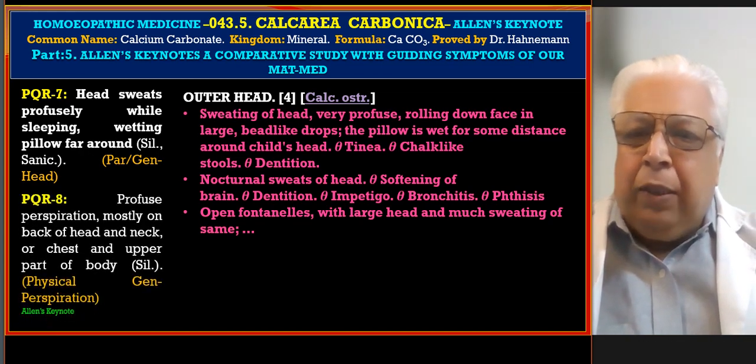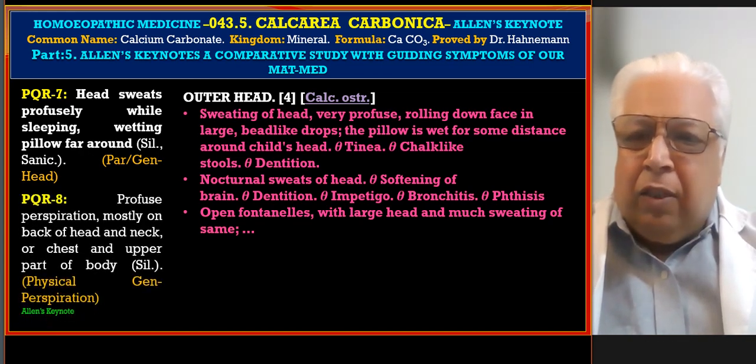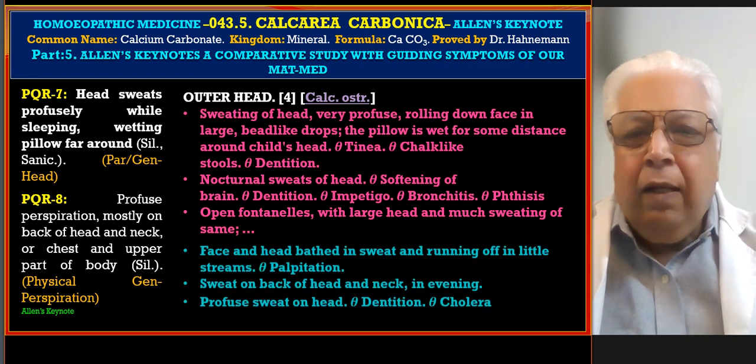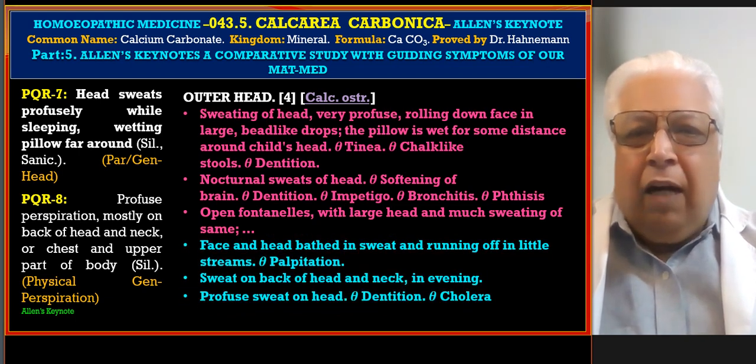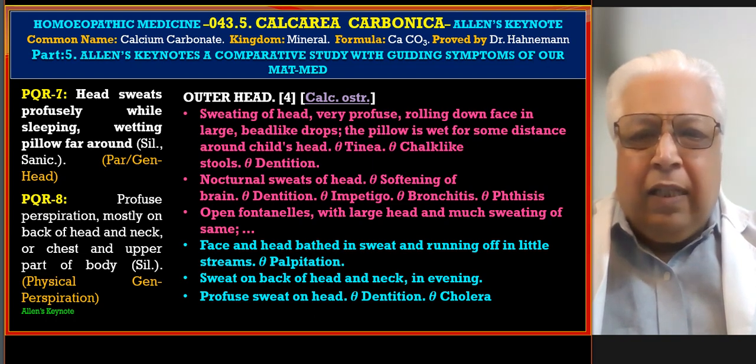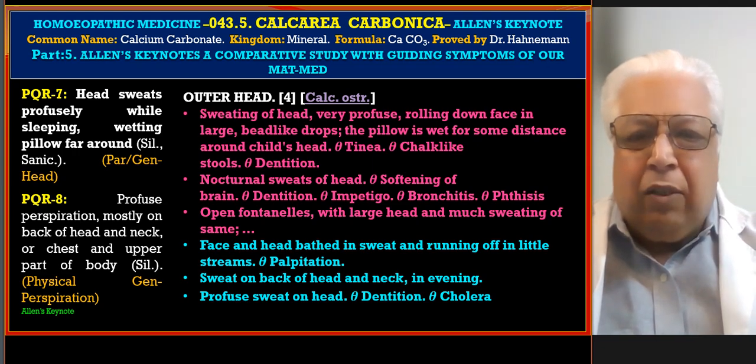Now we go to the PQR8, profuse perspiration mostly on the back of head and neck, or chest and upper part of the body. And we find in the outer head, chapter 4 only, second grade representation: face and head bathed in cold and running off in little streams. Sweat on back of head and neck in evening, profuse sweat on head.